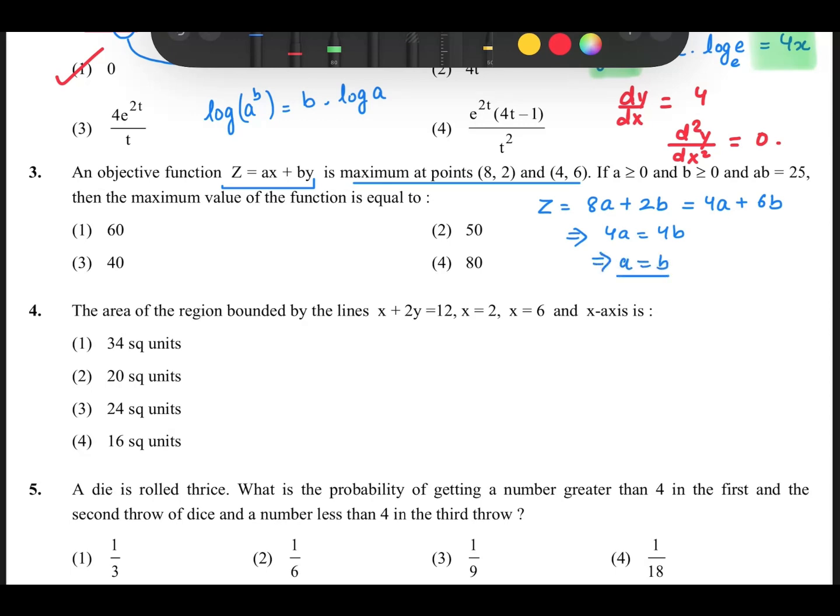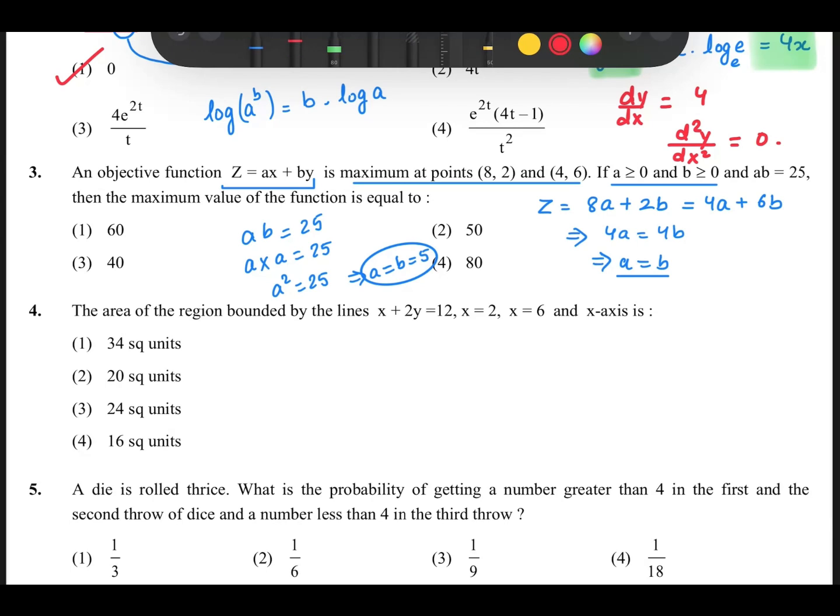Now the question says a and b are positive and ab equals 25. If ab equals 25 and a and b are positive, then instead of b you can put a, because b and a are the same. So a into a is 25. That means a squared is 25, and that means a is 5. And b is also 5, because 5 into 5 is 25. So now you have a equals b equals 5.